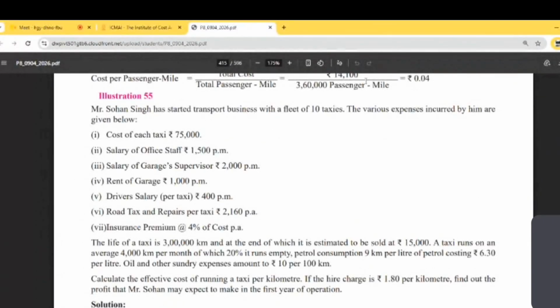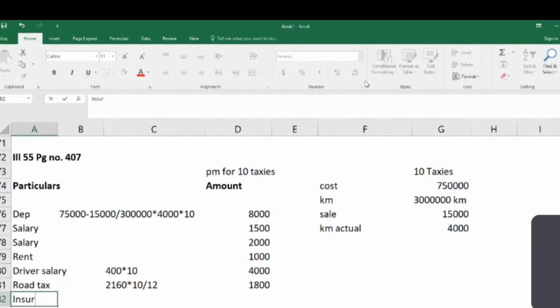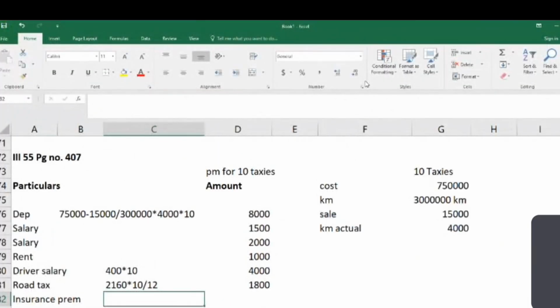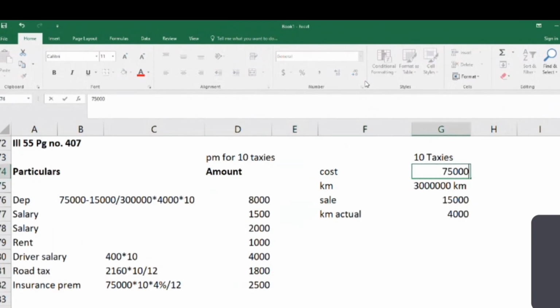What else? Insurance per annum is 4% on cost per annum. Insurance premium is 4% of cost, and 4% is per annum. So how much? 75,000 into 10 into 4% divided by 12. So you will get 2500. The cost we have written is 75,000. So this is your insurance premium.